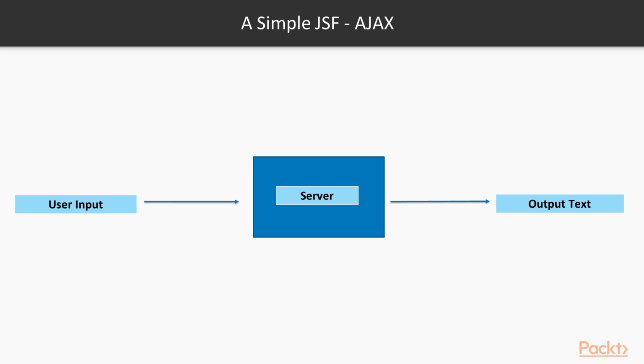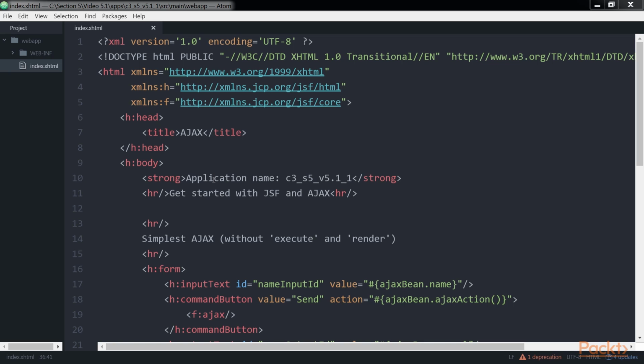The simplest JSF AJAX example can be written in a matter of a few seconds. For example, let's consider a JSF form with an input text and a button that sends the user input to the server. The user input, which is a string, is converted by the server to uppercase and is displayed to the user in an output text component. This simple example can be written by any JSF developer, and the AJAX version can look like below.